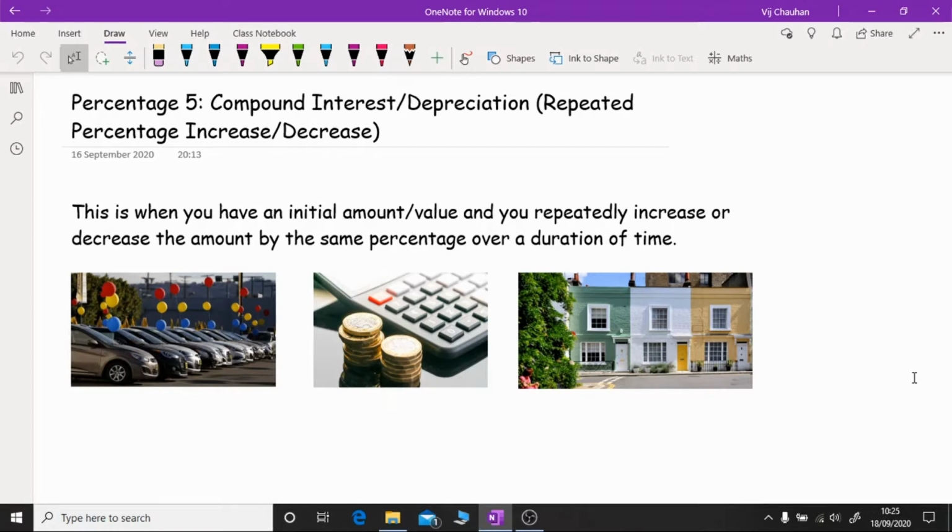So this is where you have a starting amount and the percentage will either increase or decrease over a fixed period of time. This is commonly used in the real world with regards to car payments, bank accounts, house prices, and these are all very common themes that are related to this particular question.